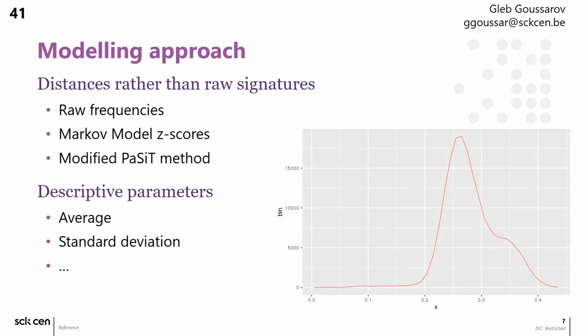So in order to maximize our chances of success when building a new model, we have included a number of different signatures using raw frequencies, but also a Markov model Z-score approach and our modified PASSIT approach. We computed all-against-all distances within a given bin to estimate its quality. As a result, for each bin, we obtain a distribution like the one you see here. To make it usable for a model, we compute a number of statistics to feed it. So these are things like average, standard deviation, and so on.